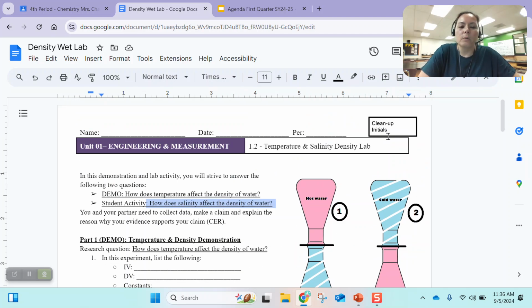Okay, so when you're all done, you'll take this home. Please finish it over the weekend. You'll turn it in on Monday into the class basket.